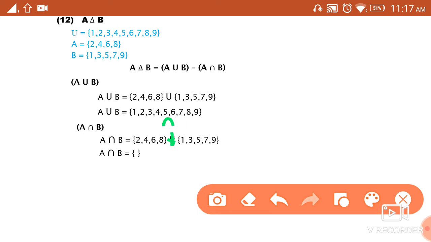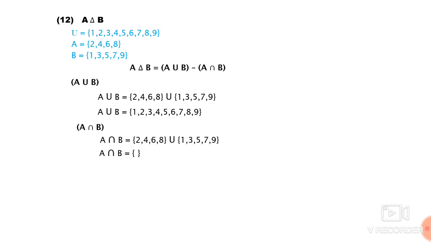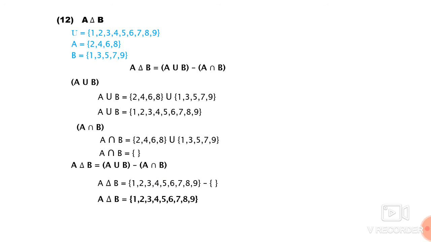Now we are going to find the difference of A union B and A intersection B. A union B is set 1, 2, 3, 4, 5, 6, 7, 8, 9. A intersection B is just the null set. Now we have to subtract the same elements and write down the remaining elements of the first set only. There are no common elements, so we will write down 1, 2, 3, 4, 5, 6, 7, 8 and 9. This is A symmetric difference B.